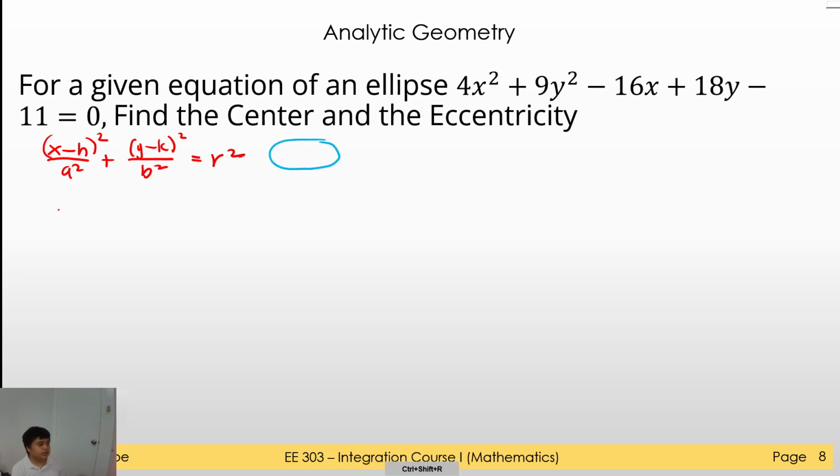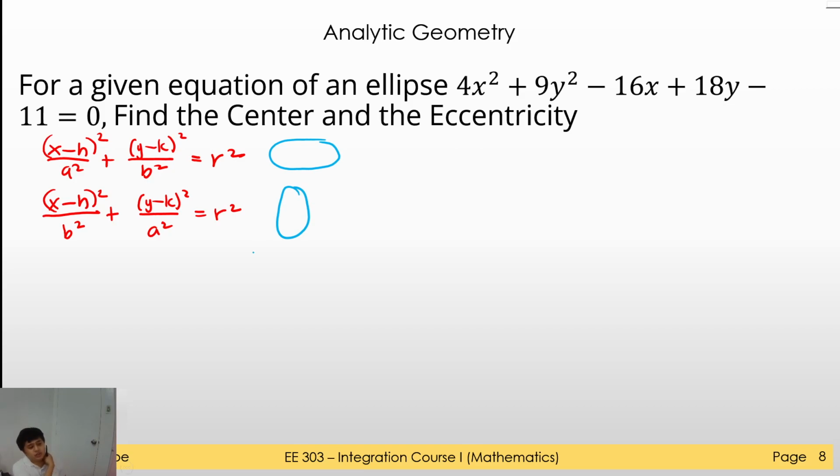So that is horizontal. For a vertical ellipse, we have still x minus h squared, but instead of a, we have b squared. And then for y minus k squared, we have instead a squared. And then equals r squared. So this will be a vertical ellipse.